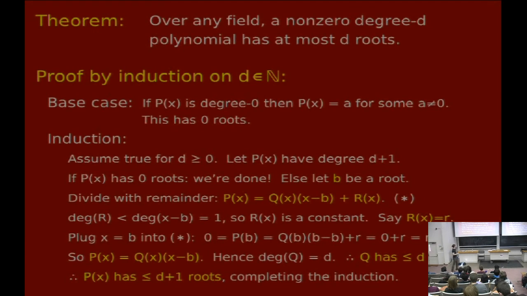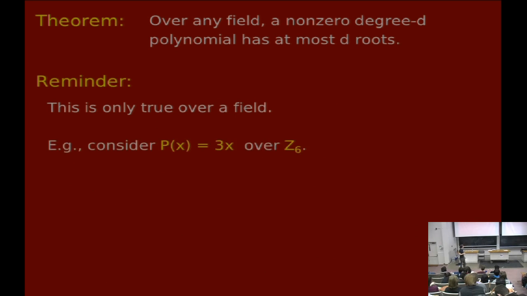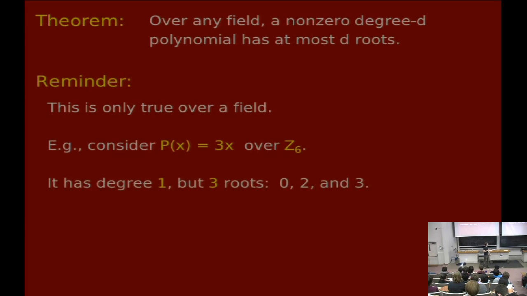So great, we proved this most important of all theorems. And I just want to say, as a reminder, this is only true if the coefficients are in a field. So for example, if you tried to have a polynomial where everything's happening over something else, like the integers mod 6, then you see it has degree 1, but it has 3 roots, 0, 2, and 3. I'll make this polynomial 0.